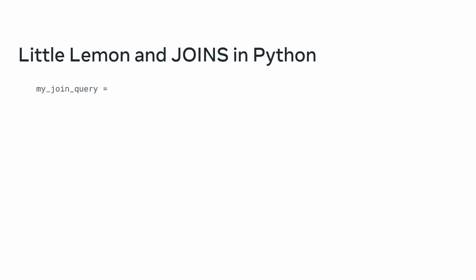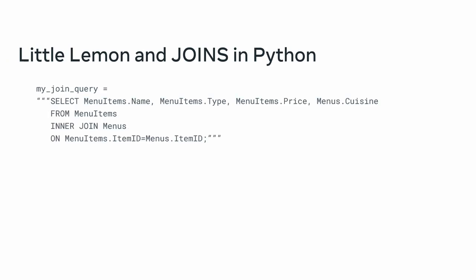For example, Little Lemon can create a join query as a string object in Python that combines the menu items and menu tables. This join is performed using an inner join on the item ID column, which is common to both tables. When executed using Python on a MySQL database, this statement returns all required results. Now that you're familiar with the process for joining data from different tables using Python, let's see if you can help Little Lemon to create this query.